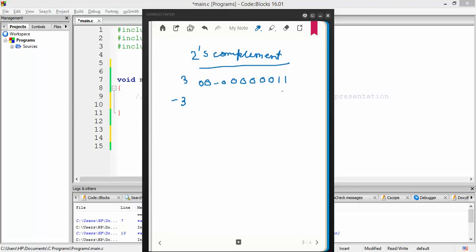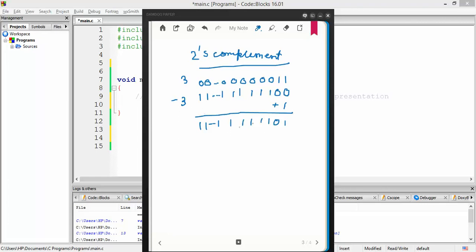Now from here, to get the ones complement, we would invert the bits. If it is 1, then we would put a 0, and if it is 0, then we'd put a 1. So this is the ones complement of 3. Now to get 2's complement, on the ones complement we would be adding a 1. So 0 plus 1 is 1, then 0 followed by 14 ones. So this is the 2's complement representation of -3, and this is how a 16-bit compiler would store -3 into memory.